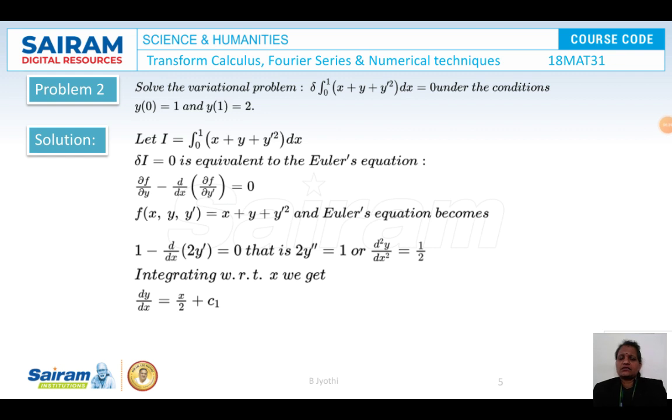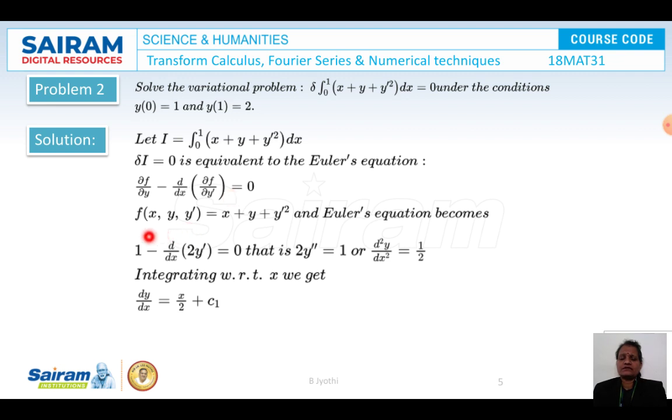Next, solve the variational problem delta of integral 0 to 1 x plus y dash square dx under the conditions y of 0 is 1 and y of 1 is 2. So, I is given by integral 0 to 1 with the function. So, delta I is equal to 0 is equivalent to the Euler's equation. Therefore, dou f by dou y minus d by dx of dou f by dou y dash is 0.